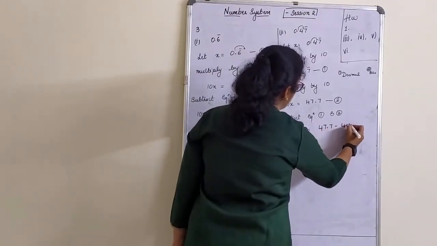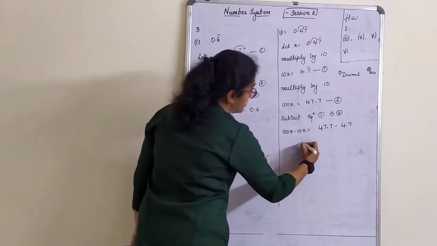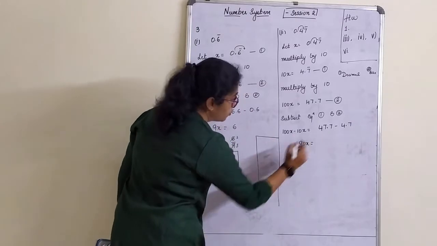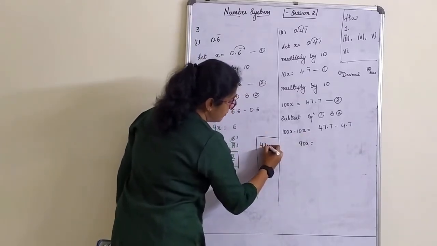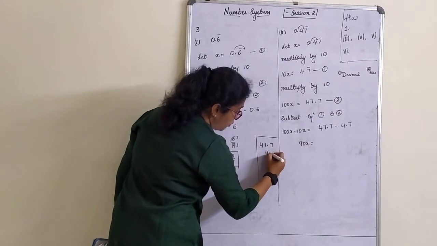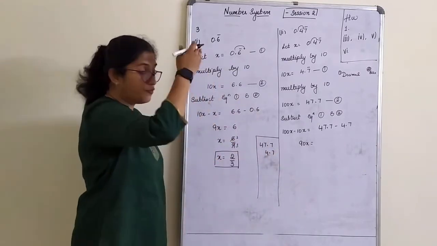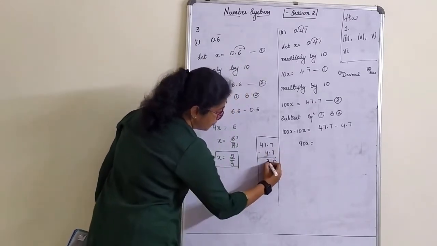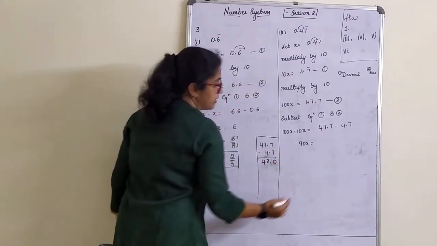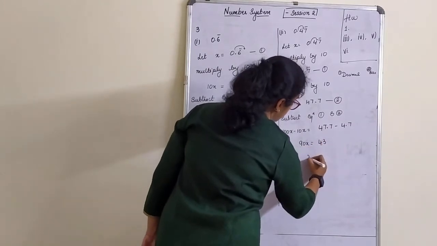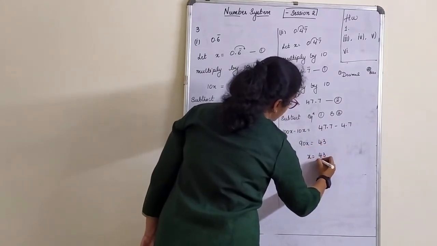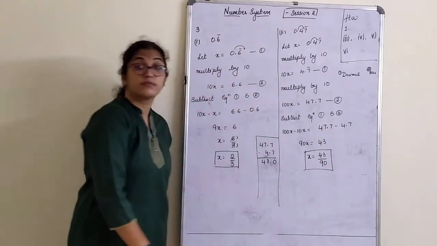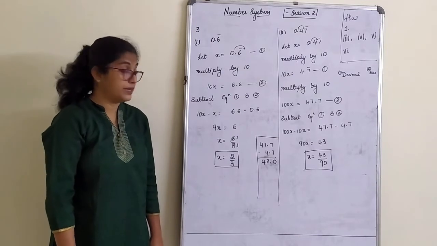47.7 minus 4.7. 100 minus 10, 90x is equal to, let me show you this, how to go about it. 47.7, 4.7. Decimal always should fall under decimal only. 7 minus 7, 0. 7 minus 4, 3, 4, 43. X is equal to 43 by 90. So this is how we represent it.